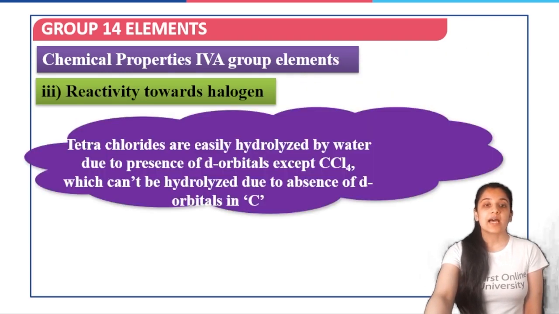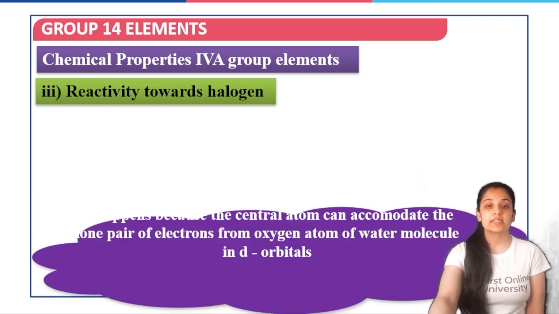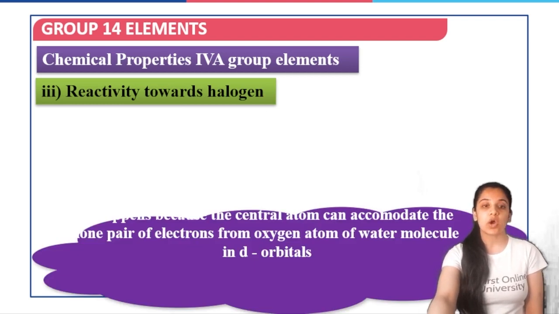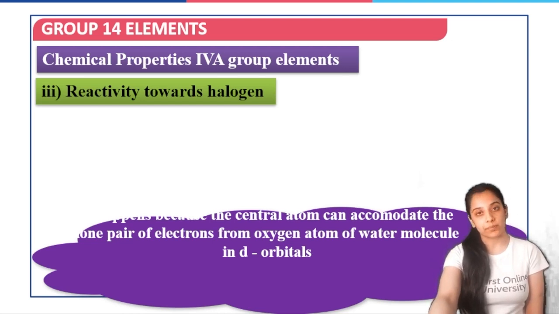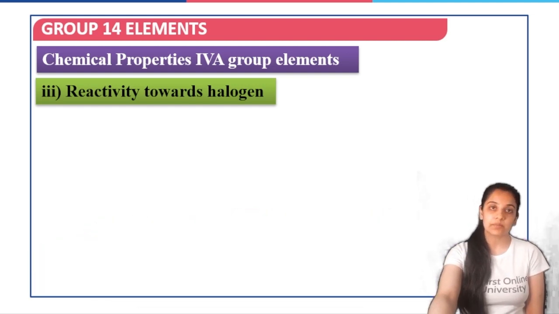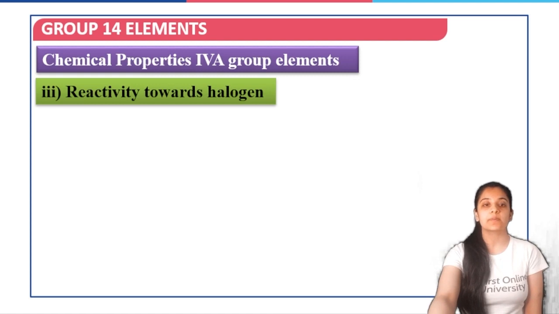Now, tetrachlorides are easily hydrolyzed by water due to the presence of d orbitals, but CCl4, that is carbon tetrachloride, since carbon does not have a d orbital, cannot be hydrolyzed. Next fact here is that the central atom can accommodate the lone pair of electrons from the oxygen atom of water in the d orbitals, for the elements which have d orbitals.